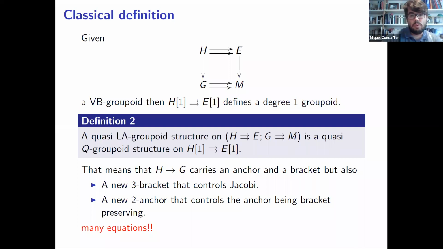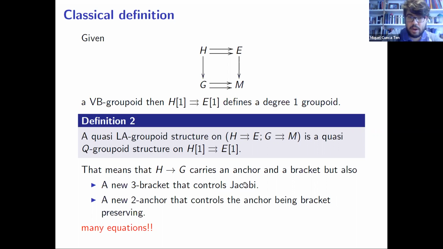If we try to unfold more and more, that means that H over G, this vector bundle, carries an anchor and a bracket. That is the structure of the Q. But now the alpha gives you also a 3 bracket that controls the Jacobi, and a kind of 2 anchor that controls the failure of the anchor being bracket preserving. So now the anchor, which goes from H to the tangent of G, will not be bracket preserving, but there is a 2 anchor that controls that, and there is a 3 bracket that controls the failure of the bracket of H being Jacobi. And you have many equations that this object satisfies.